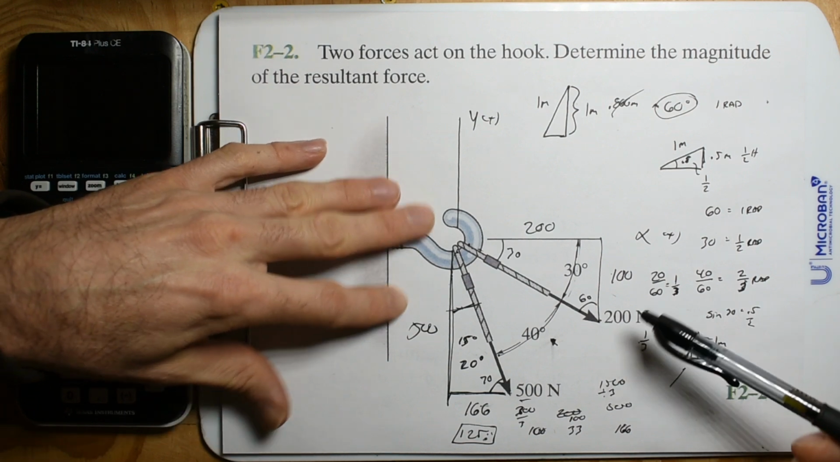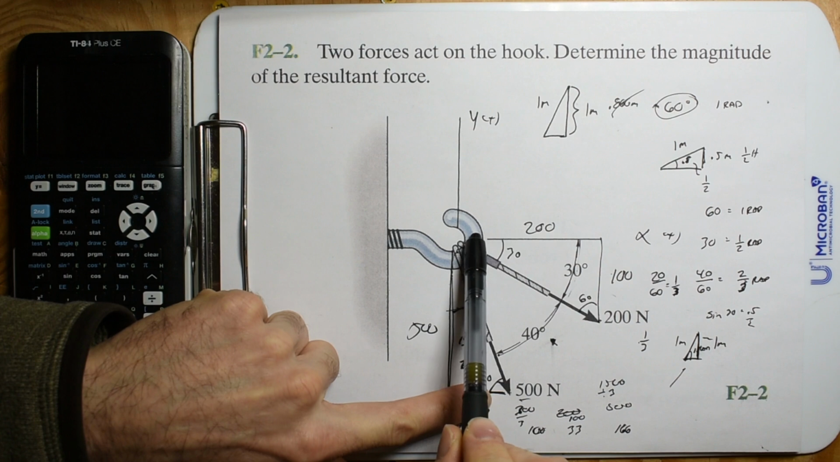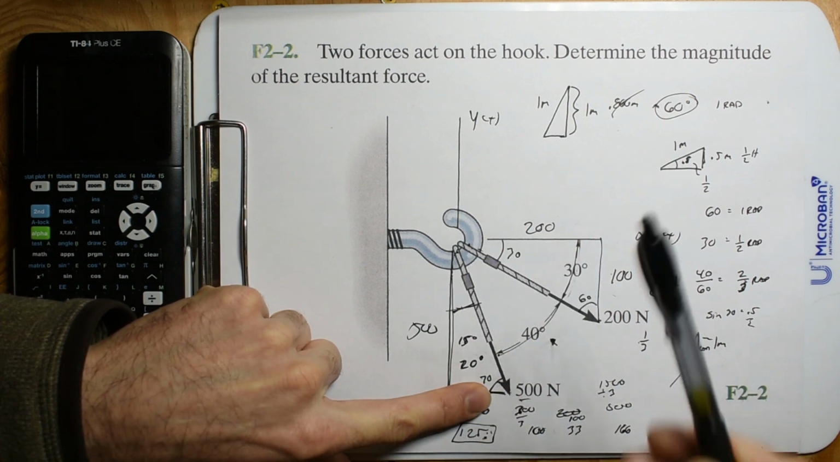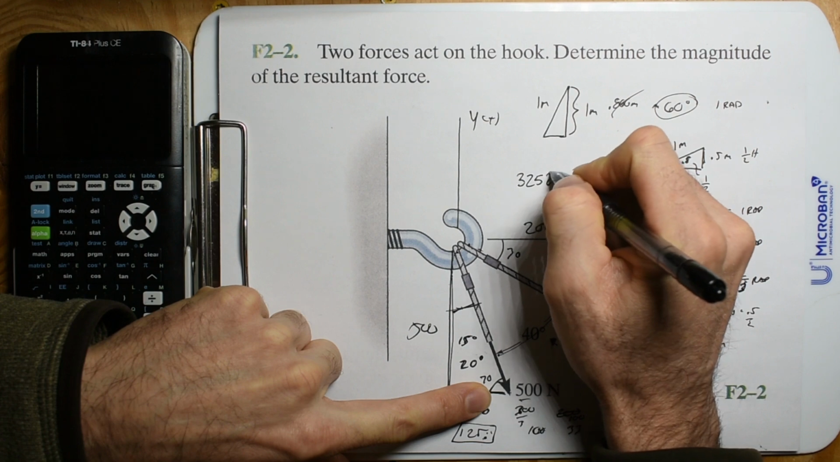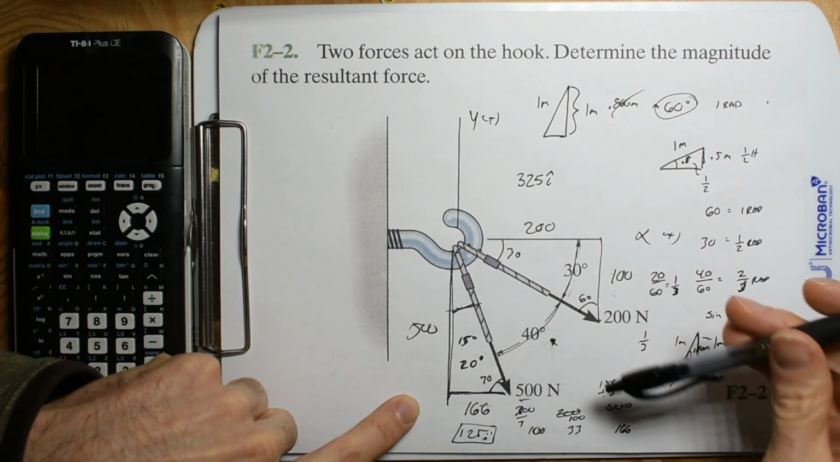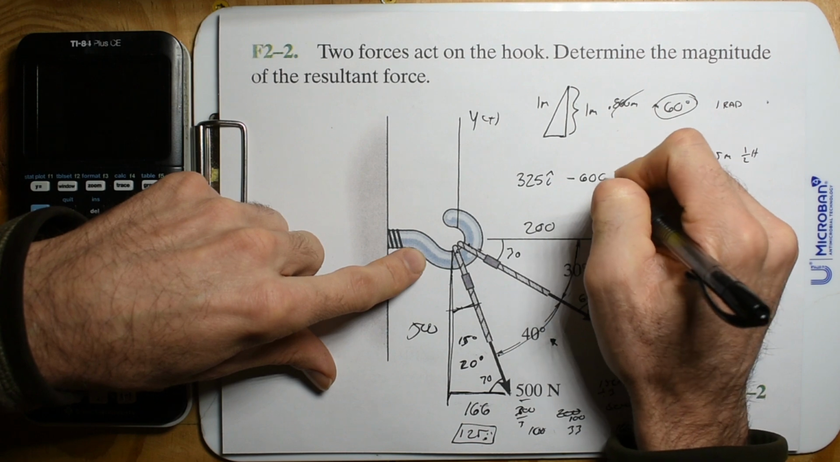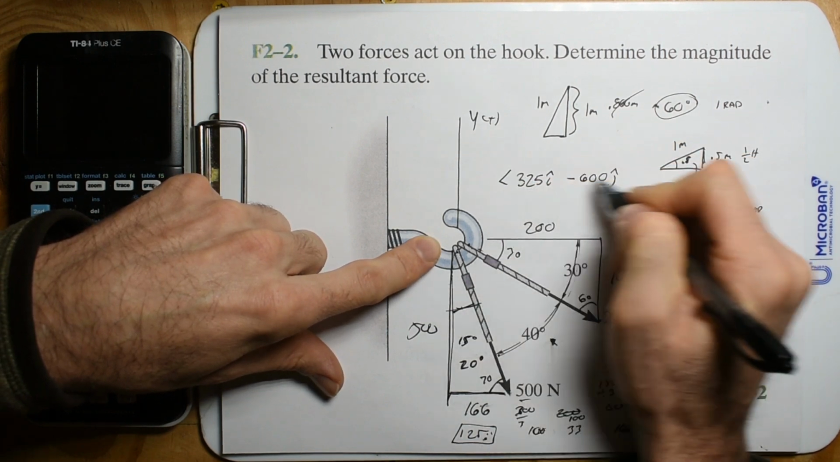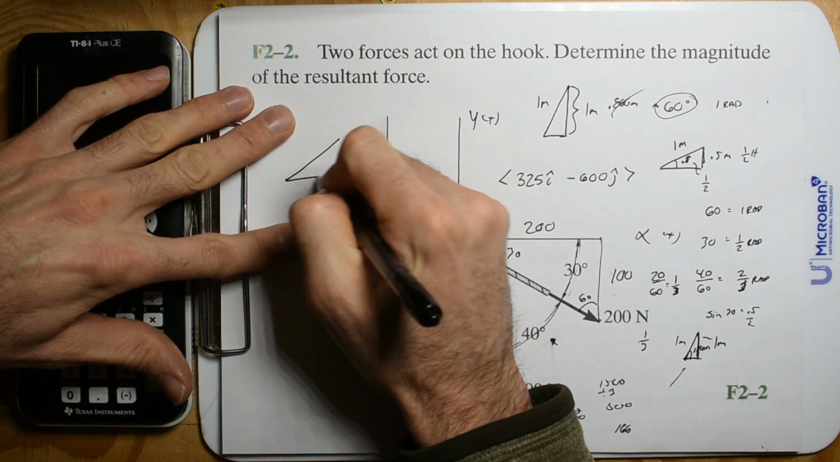Our resultant is going to be, and we're going to use this one now, in the x direction, 325, so we have 325 i, and then in the j direction, we're going to have minus 600 j. So those are our two components, and hell yeah, now I get to use Pythagorean's theorem approximation.